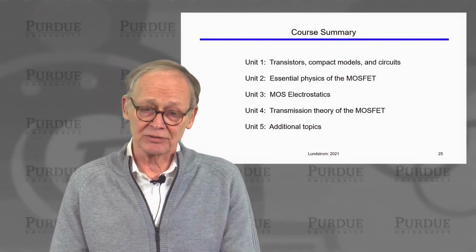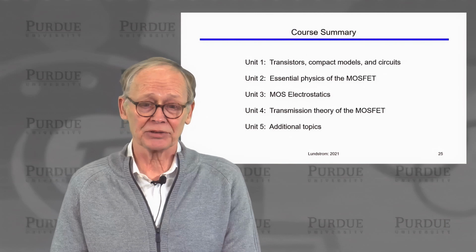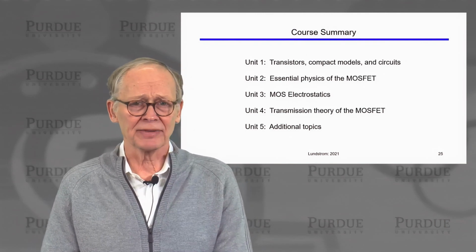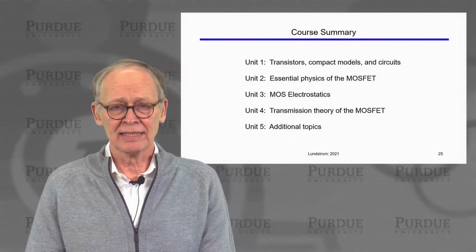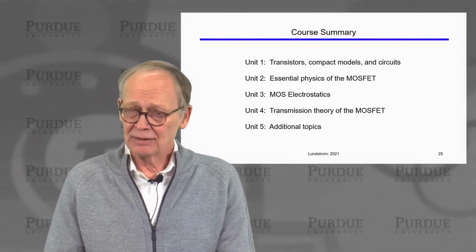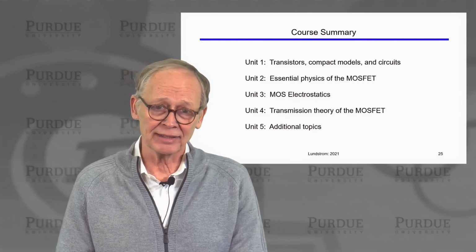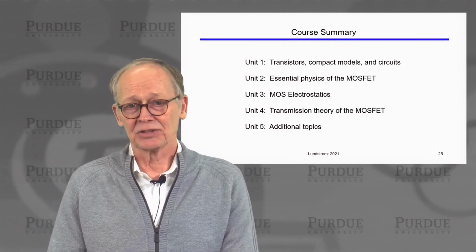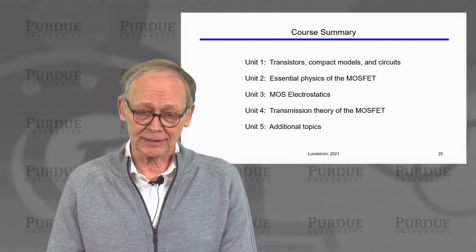We talked about some basics of transistors and rudimentary aspects of circuits in Unit 1. We presented a very simple way in terms of energy bands to understand the essential physical operating principle, not only of a MOSFET, but of any barrier-controlled transistor. We spent a significant amount of time in the most challenging unit, Unit 3, in which we took a look at MOS electrostatics, which is a critical aspect in the operation of a MOSFET.